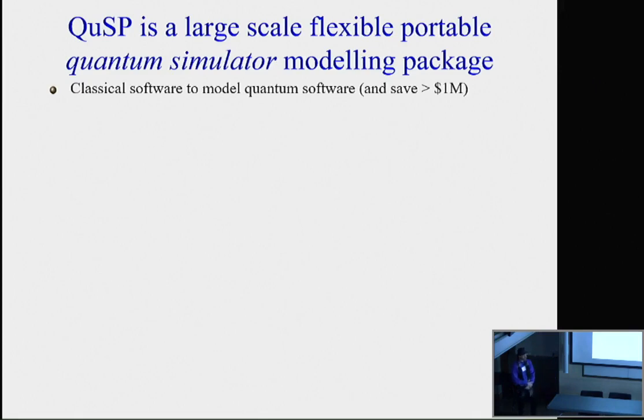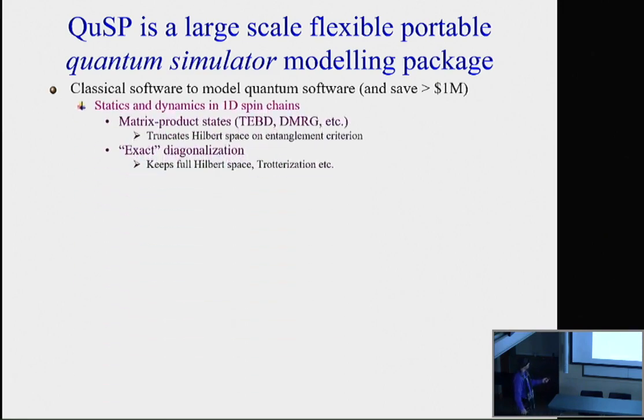Okay, so what is QuSP? We're computational scientists, and let's talk about what QuSP really does. It is a classical software used to model quantum software. That is what it is. Okay? Why does it save over $1 million? Because building quantum software means building quantum hardware means a lot of money. And if you build out the wrong thing, you've now built a toaster when you need a blender. Try taking apart your toaster and making it into a blender. It's a long process, right?